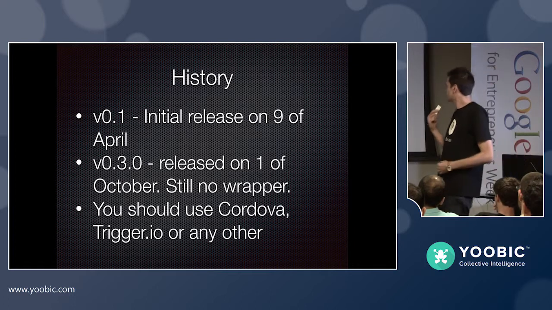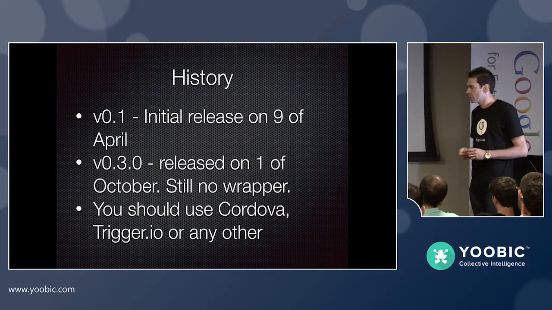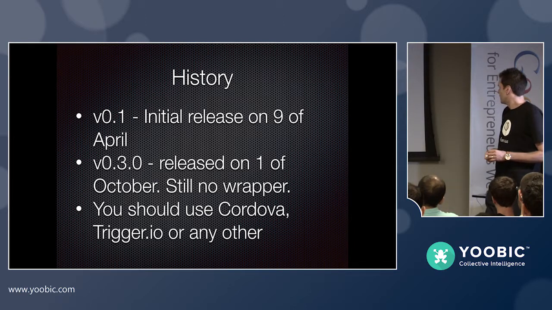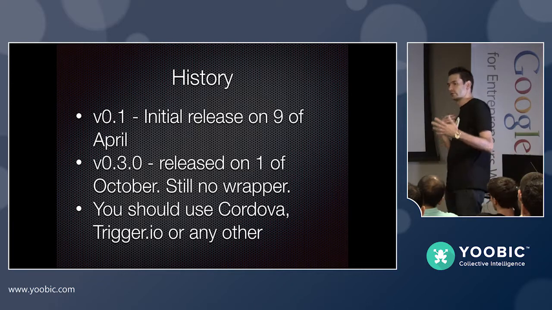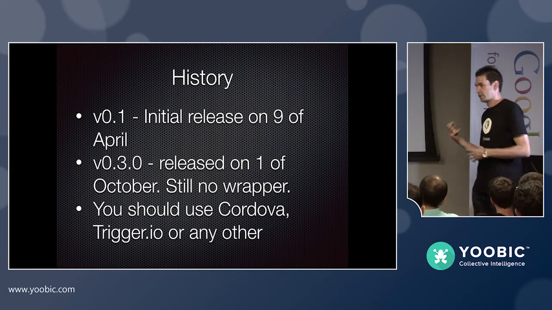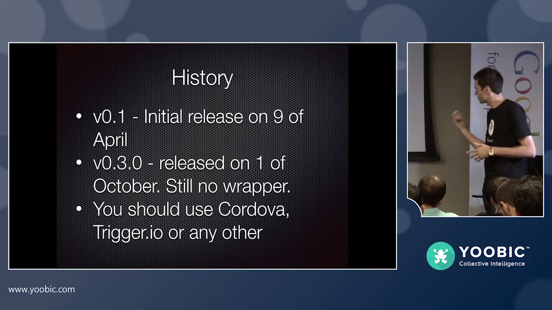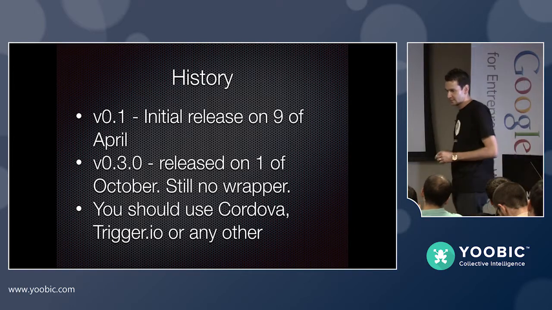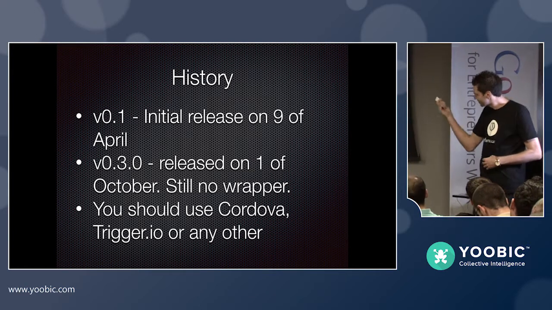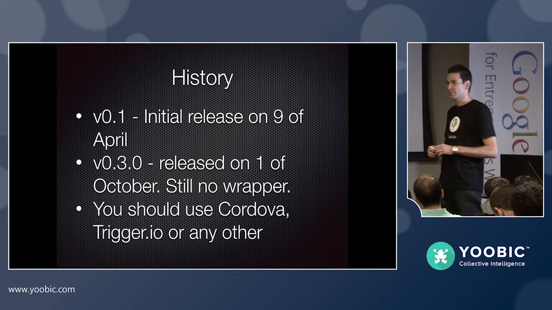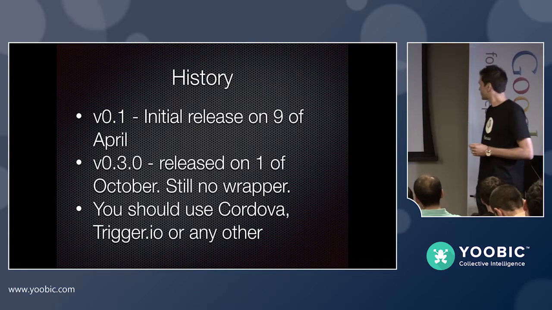They had version 0.1 on the 9th of April, and currently we're on version 0.3. There is still no wrapper. I mean, if you write your application, you write it in JavaScript. But if you want to wrap it specifically for some platform, for iPhone, Android, whatever, you have to use some wrapper. You can currently use Cordova, Trigger.io, or any other. There were some rumors in August that they're going to release the wrapper in version 0.3, but it didn't happen. There are also other rumors that it's going to cost you money to wrap your application, but it's just rumors.